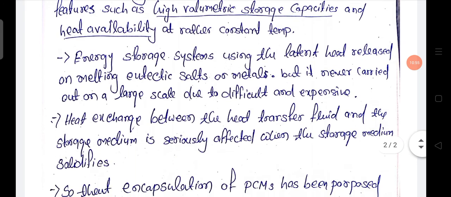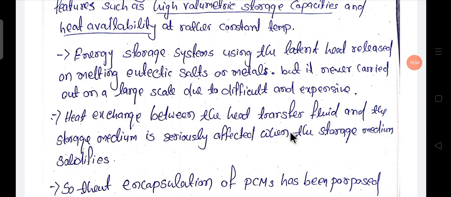Okay, and heat exchange between the heat transfer fluid and the storage medium is seriously affected when the storage media is solidified. That means when that melting metals or eutectic salts solidify, the heat transfer from the heat transferring fluid to the storage media is seriously affected.